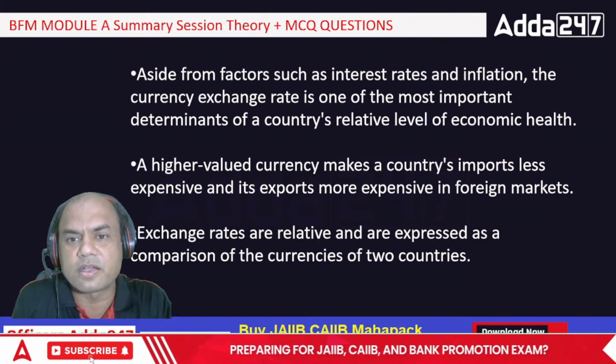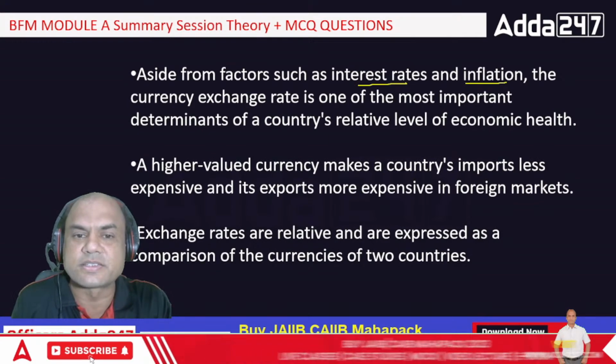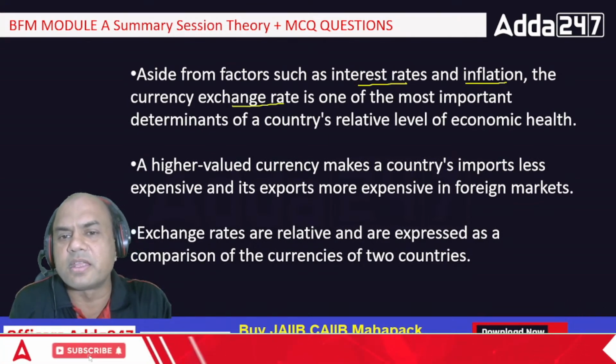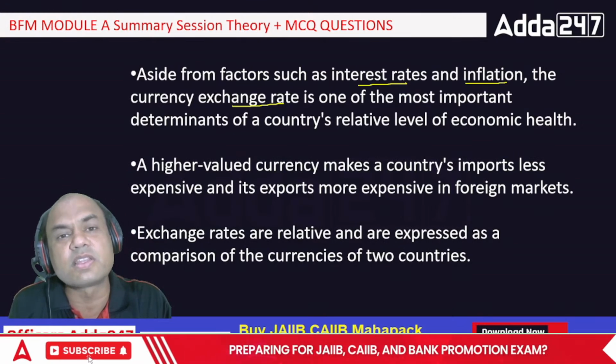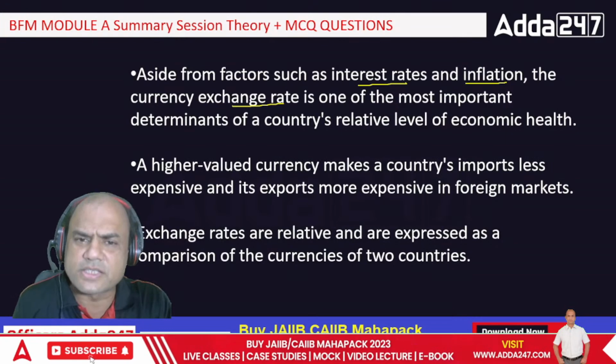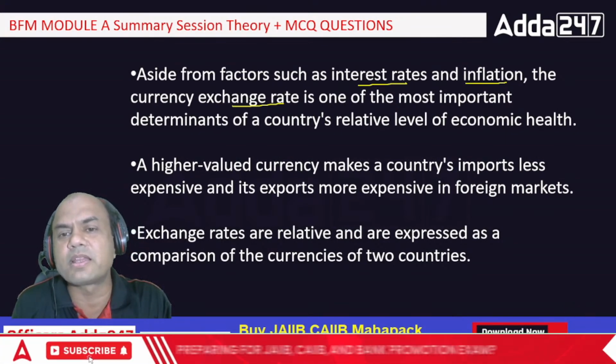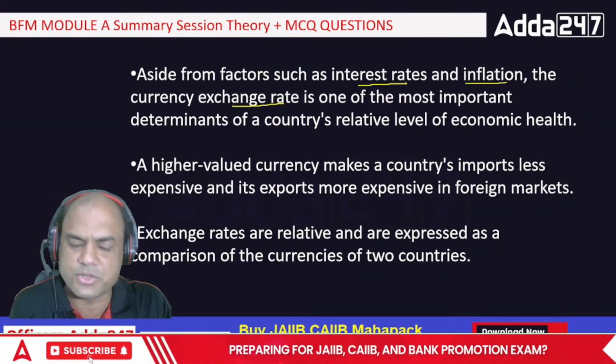One is interest rate and inflation, and the next part is exchange rate. Remember, interest rate and inflation are always related to each other. Even exchange rate is related to it, but it is a secondary part. Primarily, these two are related. How are they related? Let me show you.